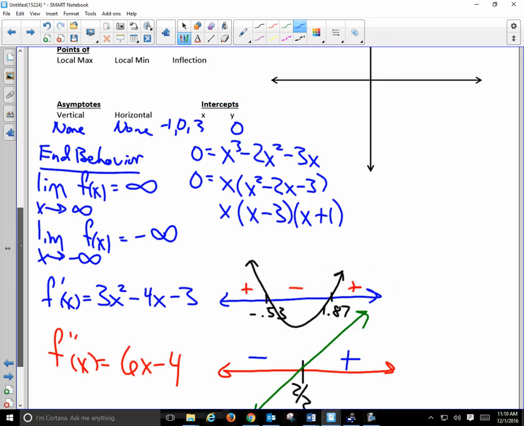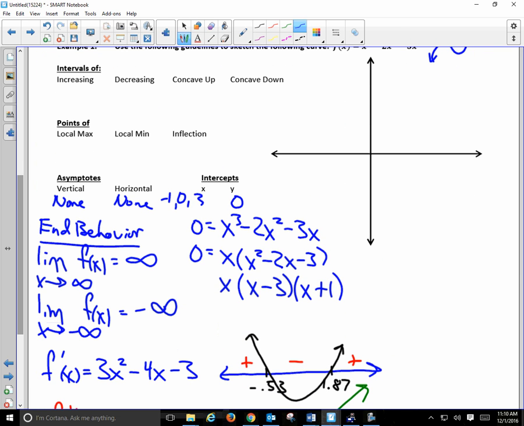Great, we did the first and second derivative test. We can now state the intervals of increasing. Where is it increasing? Good. Union with 1.87 to infinity. Where is it decreasing? Between those, right? So I'm going to stay with the first derivative. Where do I have a local maximum?